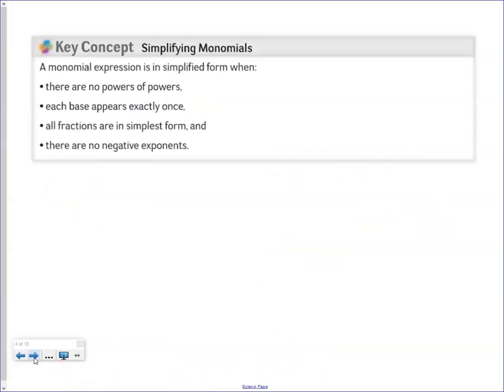So that's just a distributive type thing, just like the multiplication. All right. While we're simplifying monomials, a monomial expression is simplified when there are no power of powers. Each base appears exactly 1 time. All fractions are in simplest form, and we don't have any negative exponents.